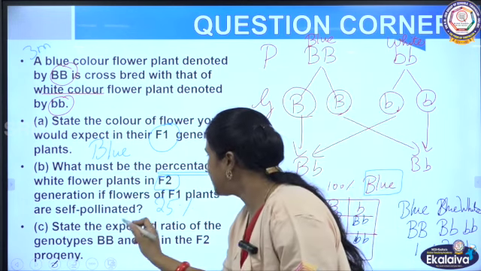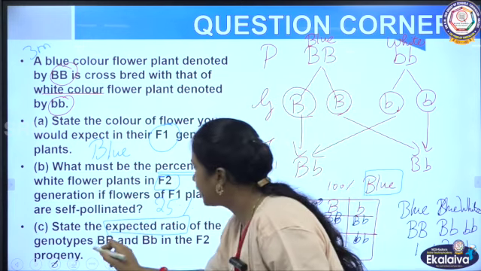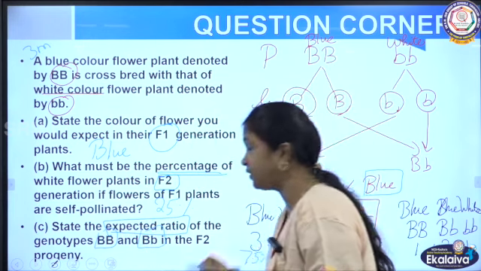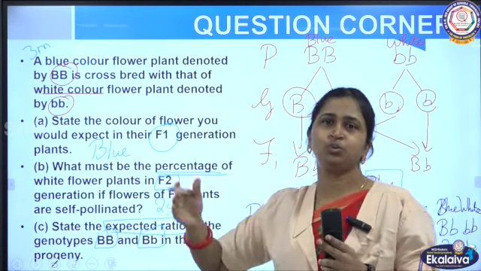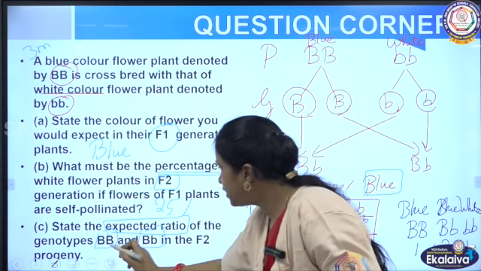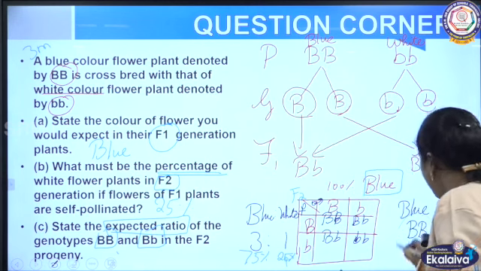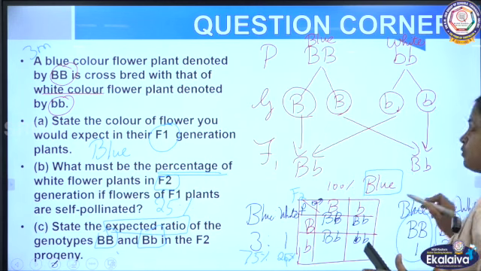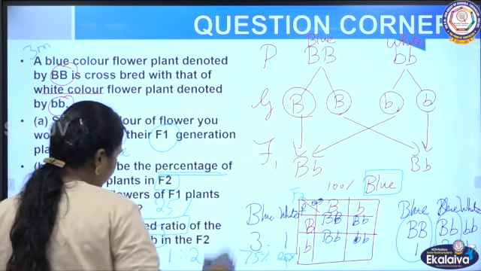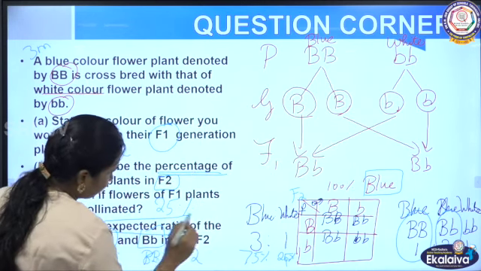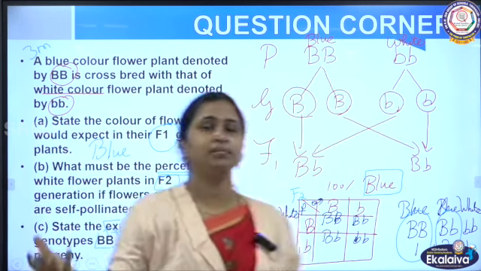Then third question, state the expected ratio of the genotype, capital B, small b. What you will write? Expected ratio monohybrid, immediately you will write 1:2:1. That's wrong. They have asked only capital B, small b. So check here, capital B, small b. So the ratio is 1:2. If you want, you can represent their genotype, capital B, small b. So you will score 3 marks.